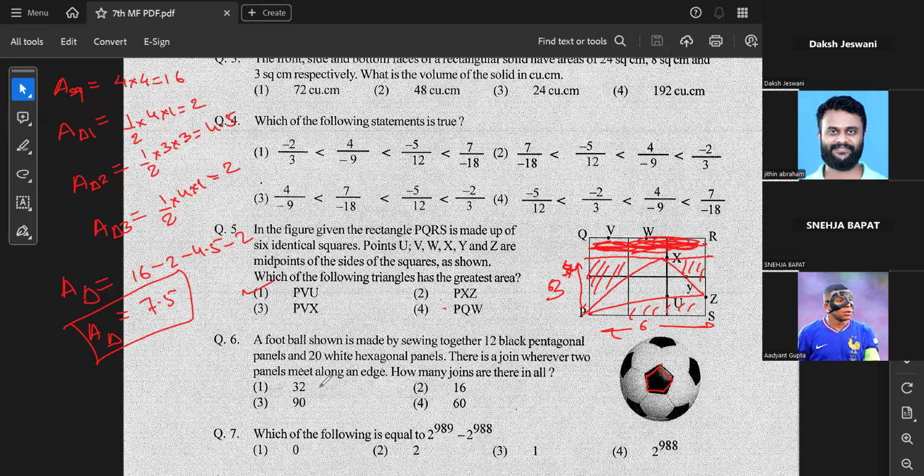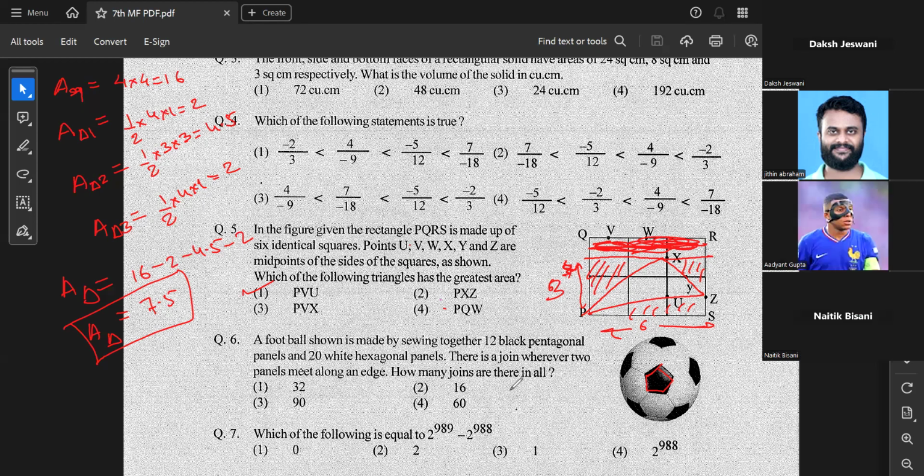A football is shown with 12 black and 20 white panels. There is a joint whenever two panels meet. You said that the answer is 90, and the reason is that 12 black pentagonal panels give 60 edges and 20 white hexagonal panels give 120 edges, so the total is 180 edges. For every two edges you consider one joint, so for 180 edges you consider 90 joints. Correct. That was the exact explanation I had given.